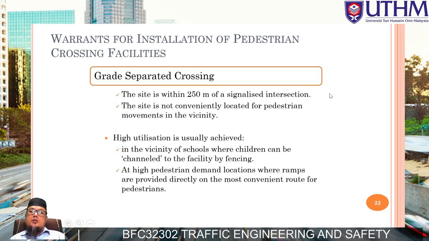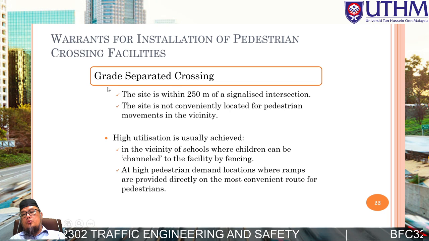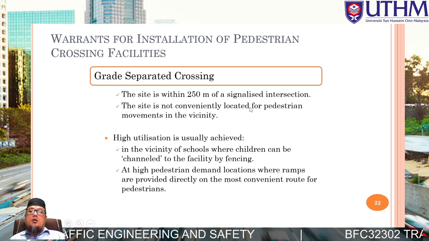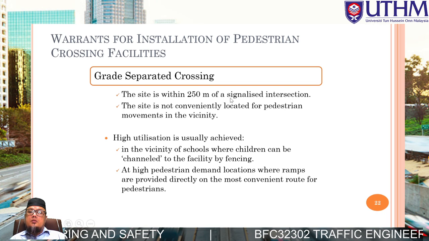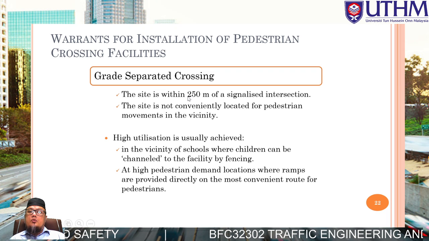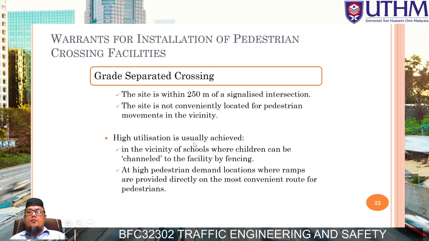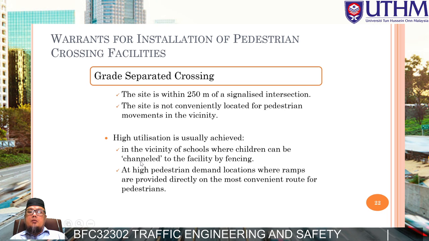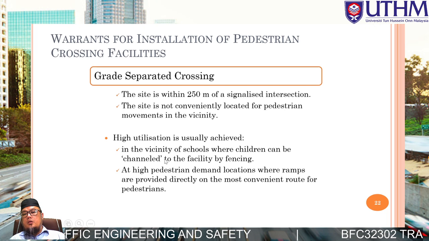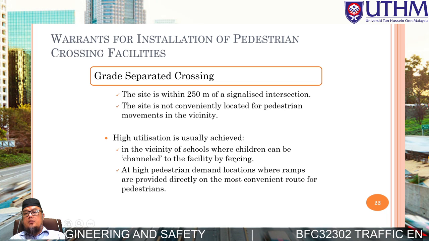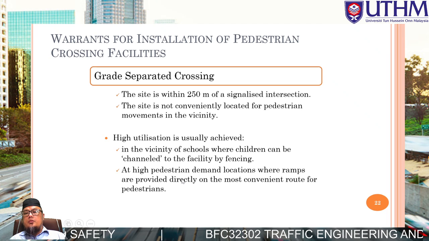Some traffic signals provide a green phase for pedestrians to cross. But in this case, to consider constructing a grade separated crossing, the location is one where pedestrians would have to search for a signalized crossing facility about 250 meters away. High utilization can be achieved in the vicinity of a school, where the children can be channelized to use the facility by fencing. So we avoid students crossing at the road. By fencing, we can construct these facilities to ensure the school children use the grade separated crossing.